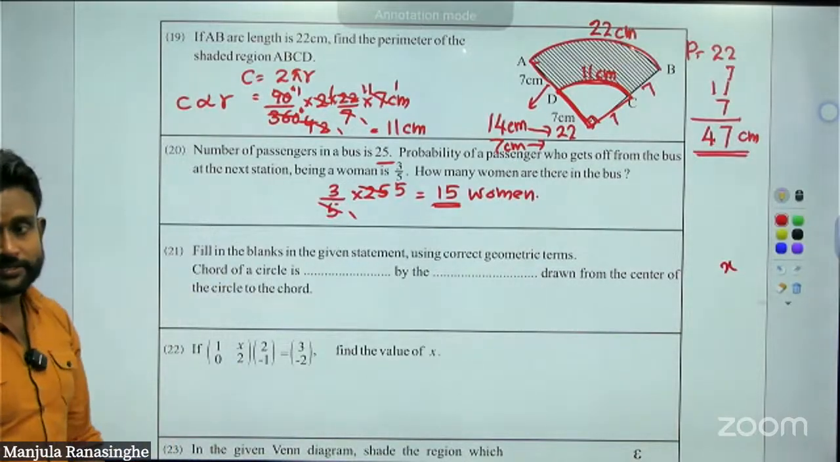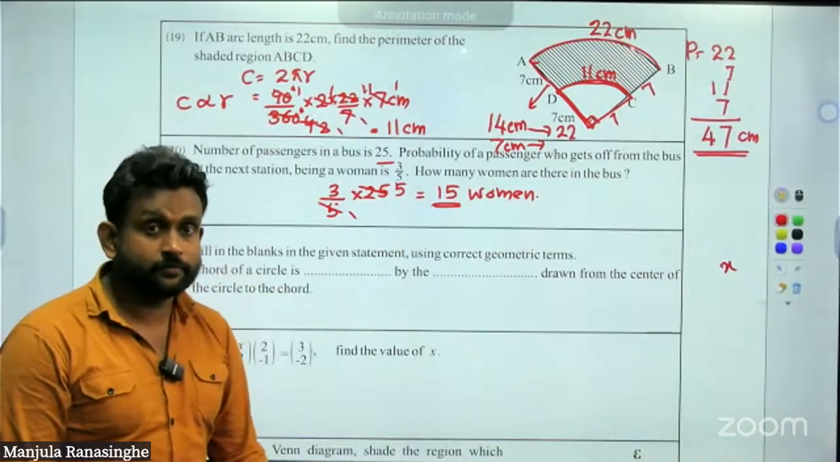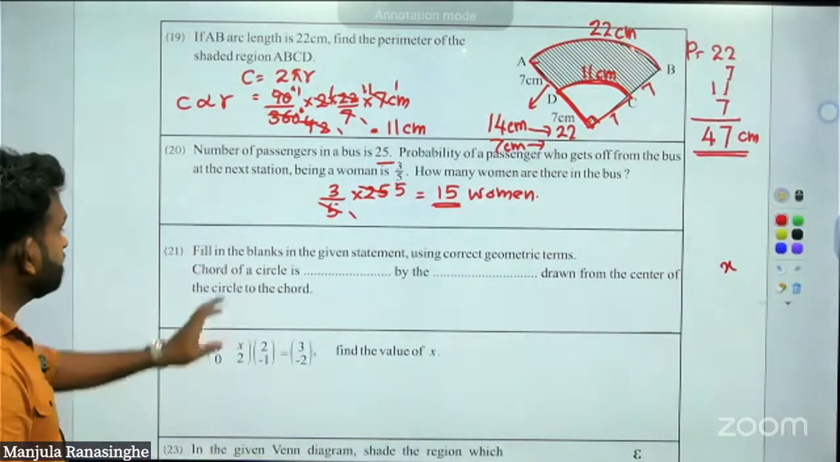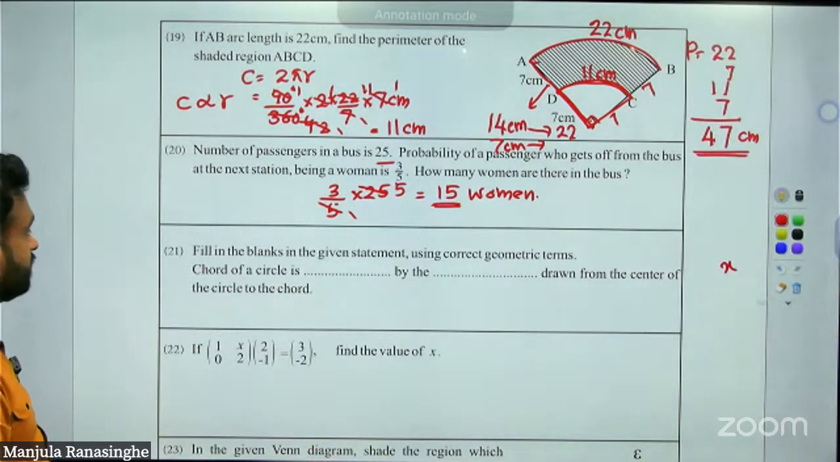Okay, right. Just probability multiply with the total elements of the sets. Okay, fill in the blanks in the given statement using correct geometric terms.